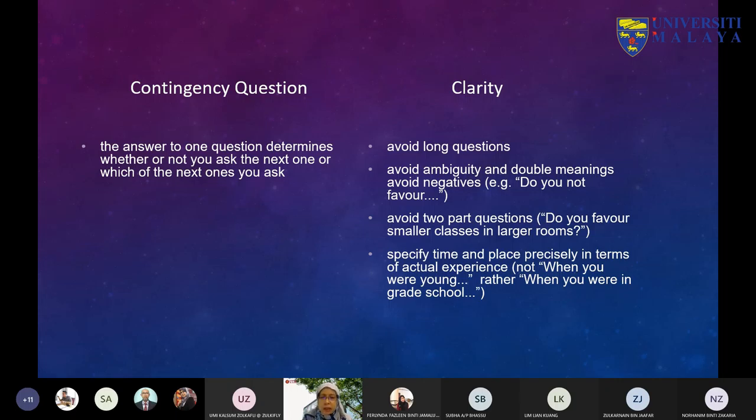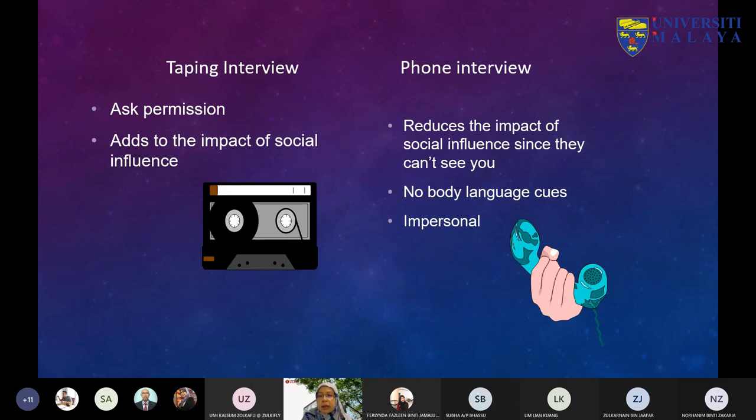They might answer only costing or performance. So avoid long questions, avoid two questions in one, avoid double meaning, okay? So clarity also. This is like a confusing question: do you favor smaller classes in larger room? Whoa, what is this? Larger room, smaller classes, they do not understand.